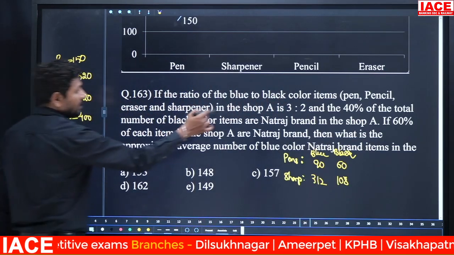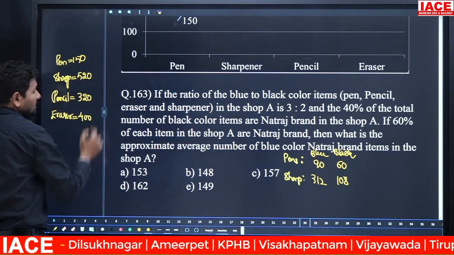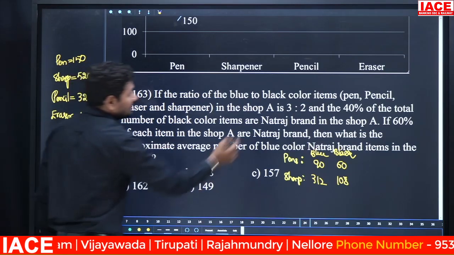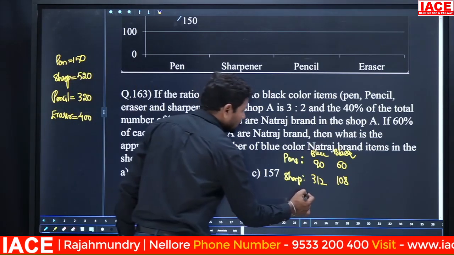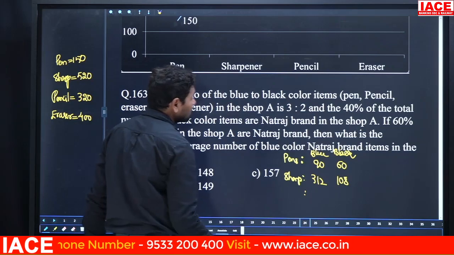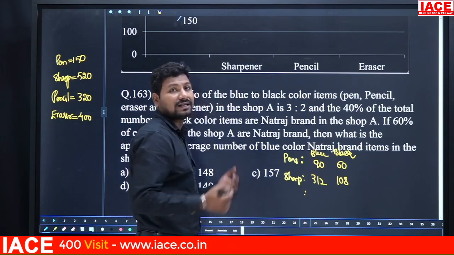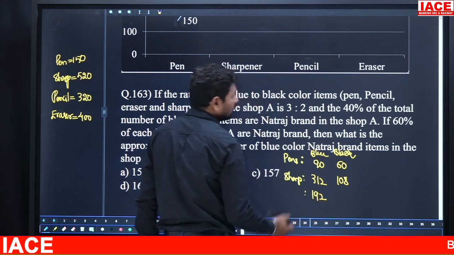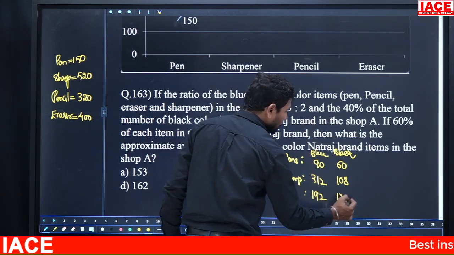Next, here 3 plus 2. 3 plus 2 is equal to 5 parts. 5 parts is equal to 320 means 1 part is equal to 64. 1 part is equal to 64. For the next, pencil purpose, 64 times 3 is 192 and 64 times 2 is 128.